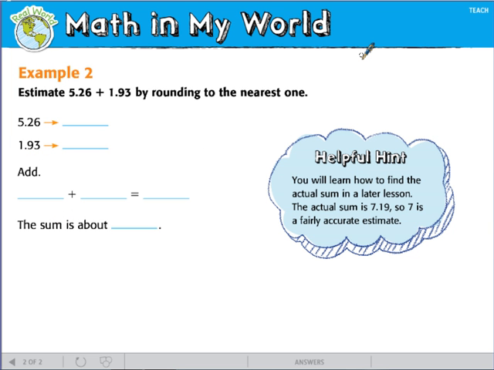All right. Number 2 says estimate 5 and 2/600ths plus 1 and 9/300ths by rounding to the nearest 1. Rounding to the nearest 1. So 5 and 2/600ths rounded to the nearest 1 is what? 5. And 1 and 9/300ths rounded to the nearest 1 is what? 2. So now we're going to add these. We have 5 plus 2 equals, so our sum is about, alright.